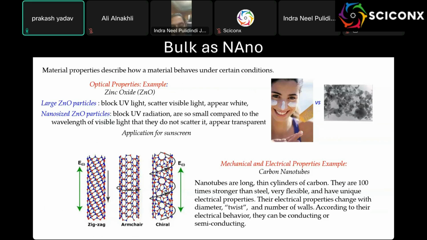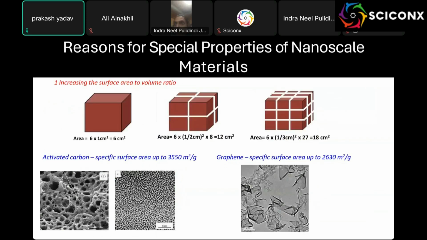So this is the beauty of nanoparticles, and also the mechanical and electrical properties change when we compare bulk and nanomaterials. If we are talking about carbon nanotubes, then it is 100 times stronger than steel, and very flexible, and unique electrical properties we obtained by using the nanomaterials. And what is the reason behind these properties?